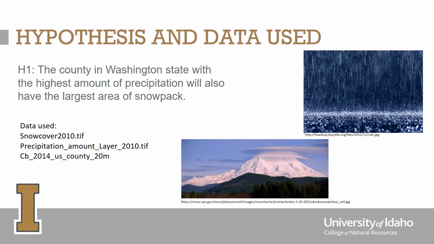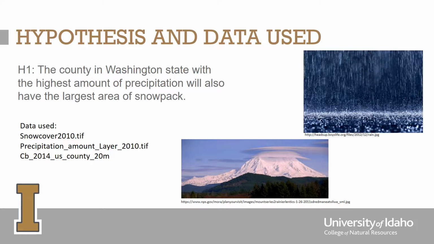My hypothesis stated that the county in Washington State with the highest amount of precipitation will also have the largest area of snowpack, because I wanted to see if counties in Washington had precipitation levels that would match the presence of snow cover. I used three data files: snow cover, which is a TIFF file, the precipitation amount layer, another TIFF file, and the 2014 U.S. counties file, which showed precipitation levels in all of Washington, snow cover for much of the Pacific Northwest, and then a county map of the whole United States.